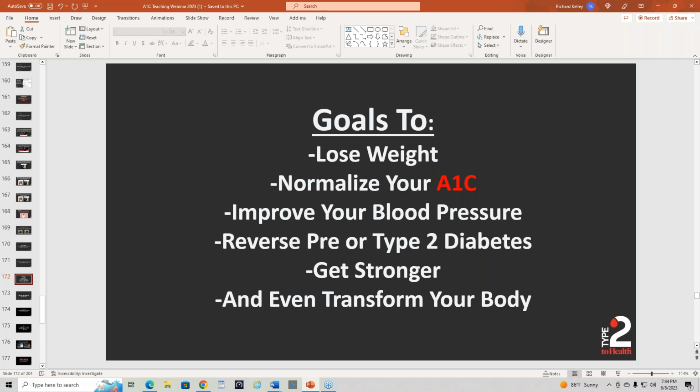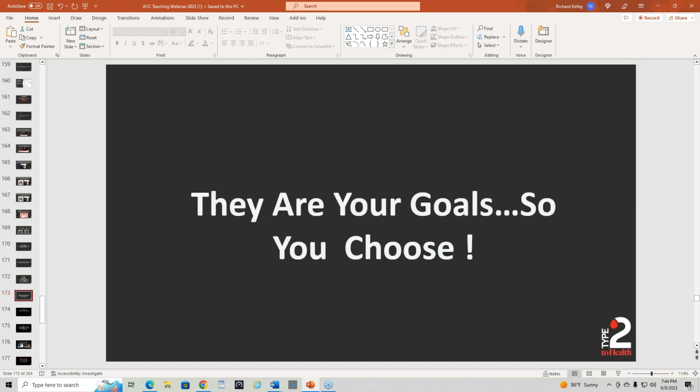They need to know so that they can manage your medication if you happen to be on glucose lowering drugs. Very important. But in this challenge, you can set your goals to lose weight, to normalize your A1C, to improve your blood pressure, reverse pre or type 2 diabetes, get stronger, and even transform your body if that's something that you want to do. They're your goals, you get to choose.